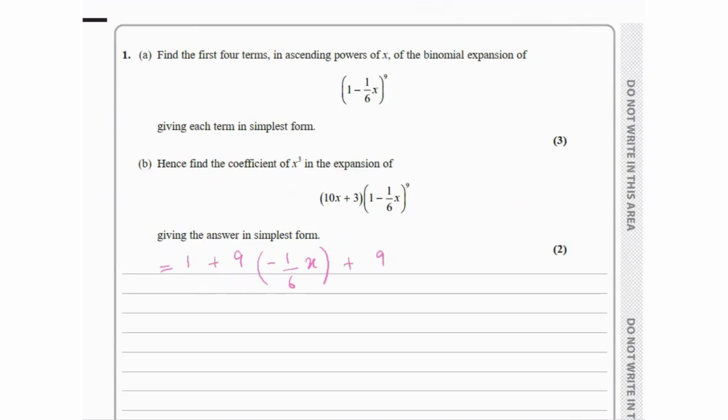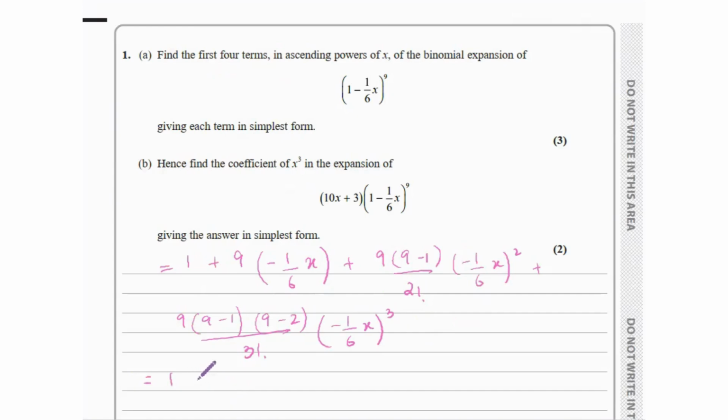plus 9 times (9 minus 1) over 2 factorial times (negative 1 over 6x) squared, plus 9 times (9 minus 1) times (9 minus 2) over 3 factorial times (negative 1 over 6x) cubed. We stop at cube because they want the first 4 terms. 1, 2, 3, 4 terms. So now we simplify it.